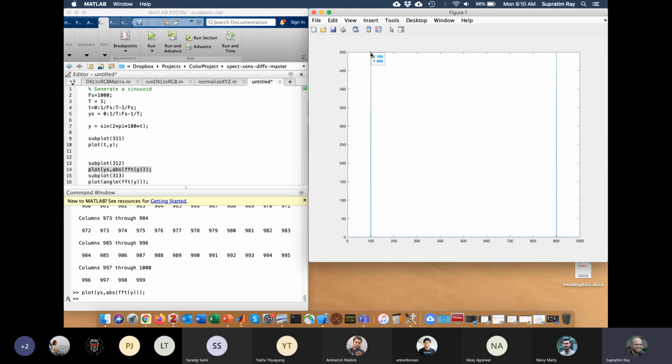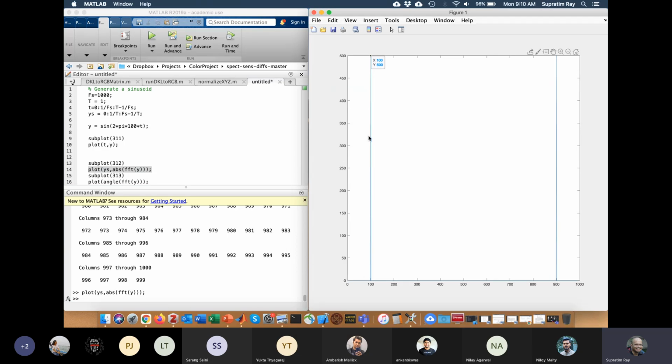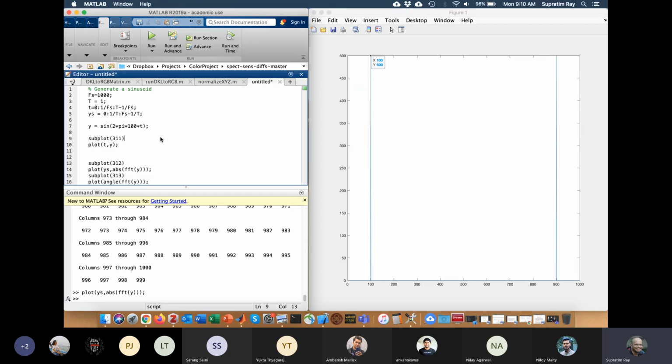Now, there are some other interesting things that I want you to note. What's the amplitude here of the Fourier transform? It's 500. How is it related to the amplitude of the sinusoid? What's the amplitude of this sinusoid?